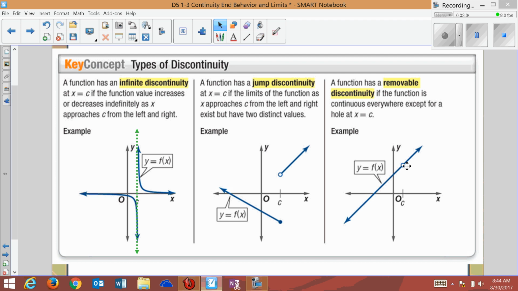And removable, again, is when one little piece has been removed. You see how that's like one little dot has been removed? Non-removable would simply be if that dot was picked up and moved, say, down here. That would then become non-removable, just like that.